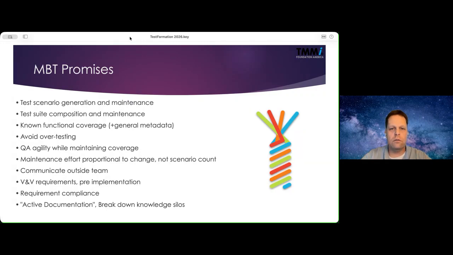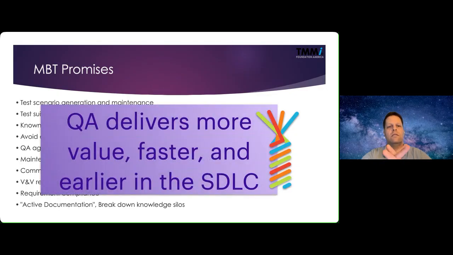So there's a lot to like here, if we can deliver, obviously. But to summarize, it's basically the idea that QA would deliver more value faster and earlier in the software development lifecycle, which is presumably a good thing. And by value, talking again about reliability and risk assessment, release confidence, this kind of thing, through the fact that we know what we're testing and we know how tight we're testing it.